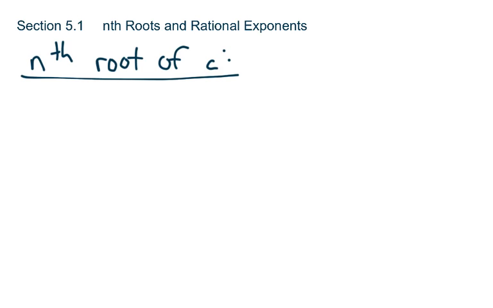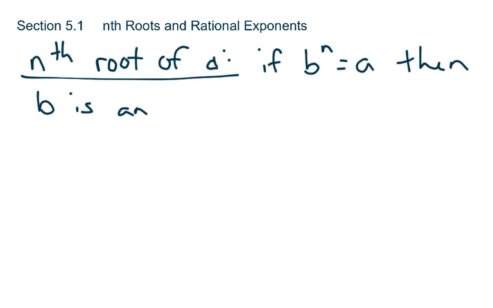I think the definition that we originally had in class was a little lengthy and maybe a little confusing, so I'm going to try to shorten it just a little bit. Basically I'm going to shorten it down to this: if b to the n equals a, then b is an nth root of a.